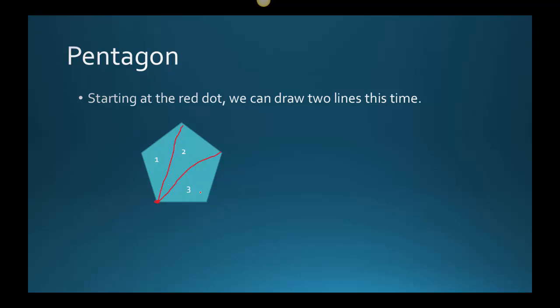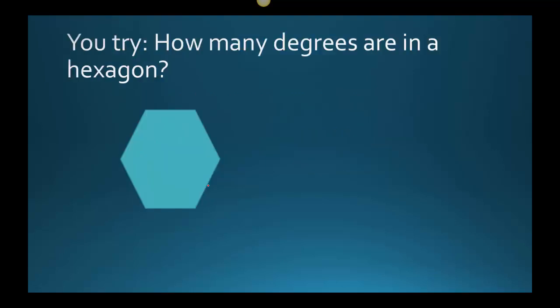So 1, 2, 3. So we need to just say, what is 3 times 180, which is 540. So now I know a pentagon will always have 540 degrees. And I hope you are noticing you're not having to memorize that a pentagon has 540 degrees. You're going, I can create triangles. So I'm going to give you another one. I'm going to make it have 6 sides now, and I want you to try the same thing.